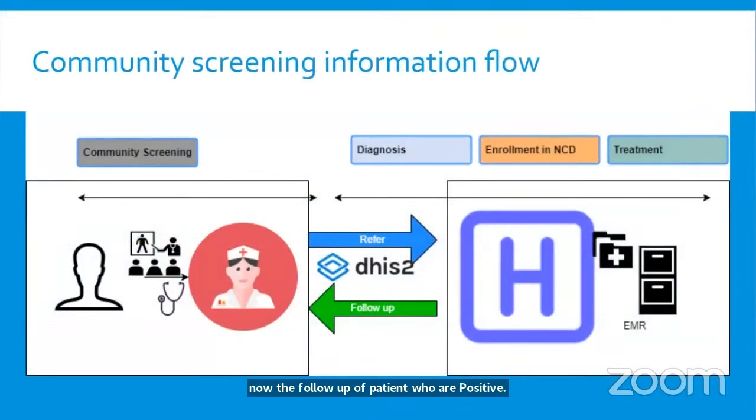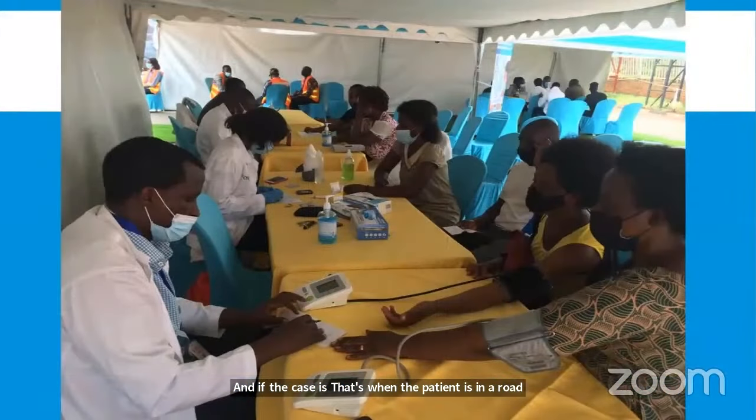So this is how the community screening flow is done currently, where they in the community are on a Car Free Day, for example, or any other day that the facility has chosen for screening, they can go and enter individual information in DHIS2, and DHIS2 will inform whether the person is suspected of having either hypertension or diabetes. And if it's positive, they are then referred to hospital to confirm the case. And if the case is confirmed, that's when the patient is enrolled in the EMR for follow-up. So this is a community screening where they do screening and then they take information into DHIS2.